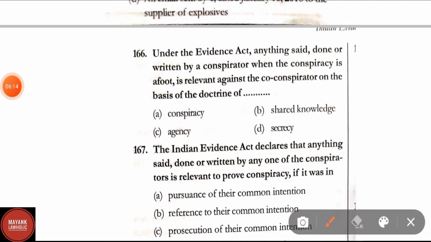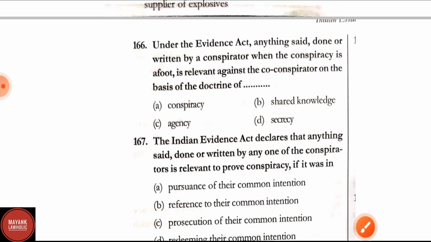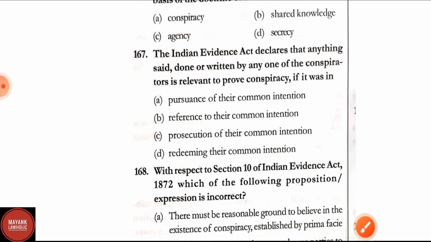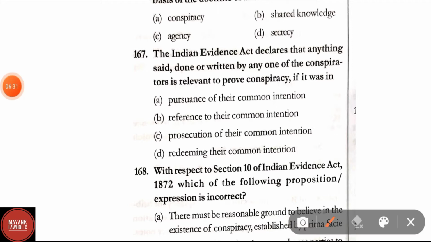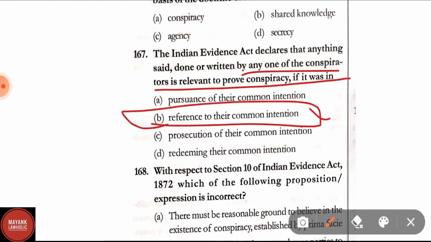Question number 166. Under the Evidence Act, anything said or written by a conspirator when the conspiracy is afoot is relevant against the co-conspirator on the basis of the doctrine of agency. Option C is the correct answer. Question number 167. The Indian Evidence Act declares that anything said, done or written by one of the conspirators is relevant to prove conspiracy if it was in reference to their common intention. Option B is the correct answer.